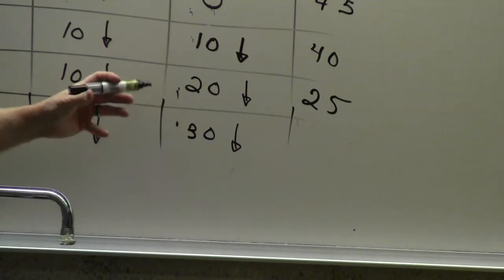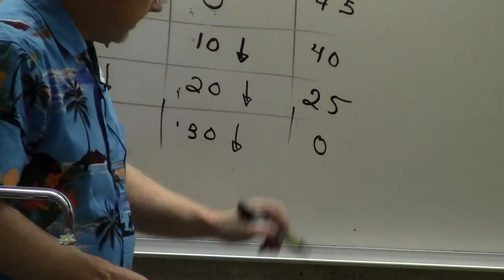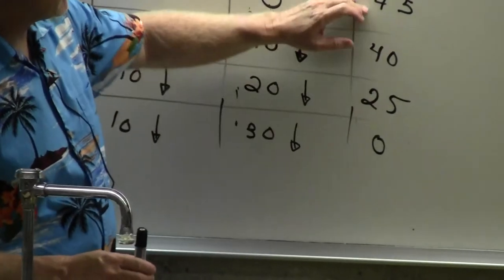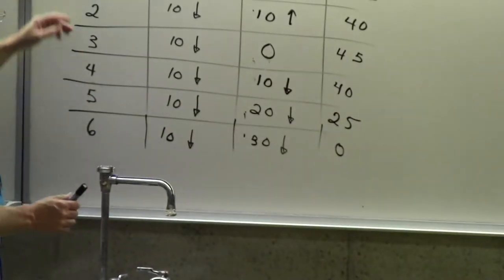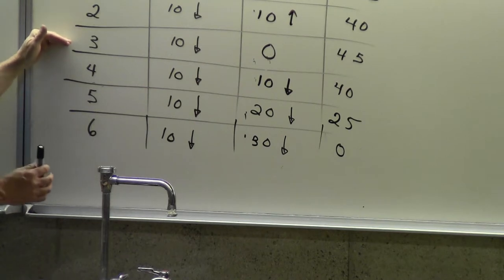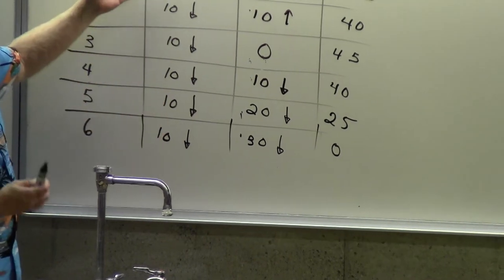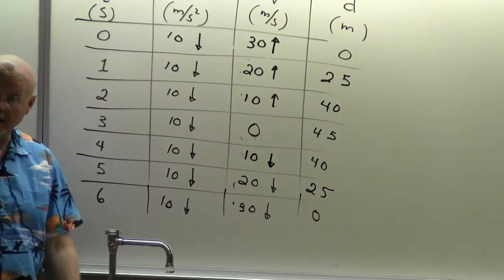Another average of 25, so that's going to be zero, and that's why it gets back in your hand. So notice that these numbers are the same as that. That's how I knew that if it took 3 seconds to get to its highest point, it would take another 3 to get back down to the ground. The accelerations are exactly the same, 10 on its way up and 10 on its way down.